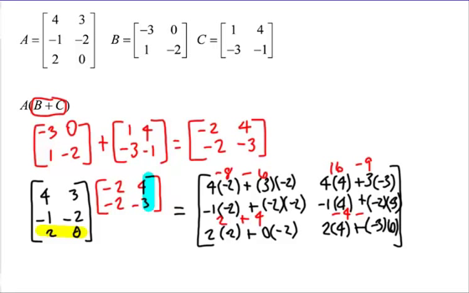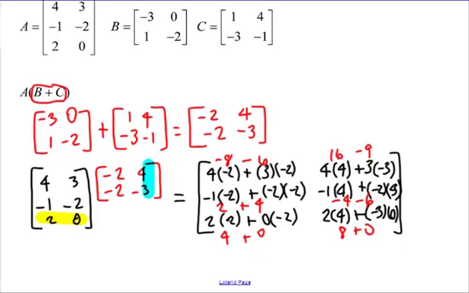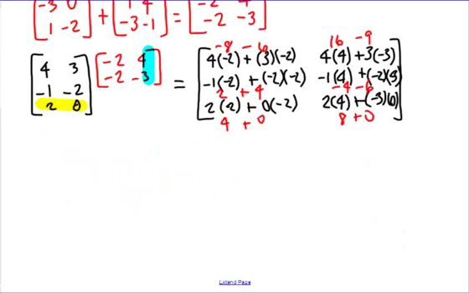minus 6, 4 plus 0, and 8 plus 0. And when you combine all those guys together, you end up with your final matrix, which is going to be negative 8 minus 6, negative 14, 16 minus 9, 7, 2 plus 4, 6, negative 4 minus 6, negative 10, 4 plus 0, 4, and 8 plus 0, 8.